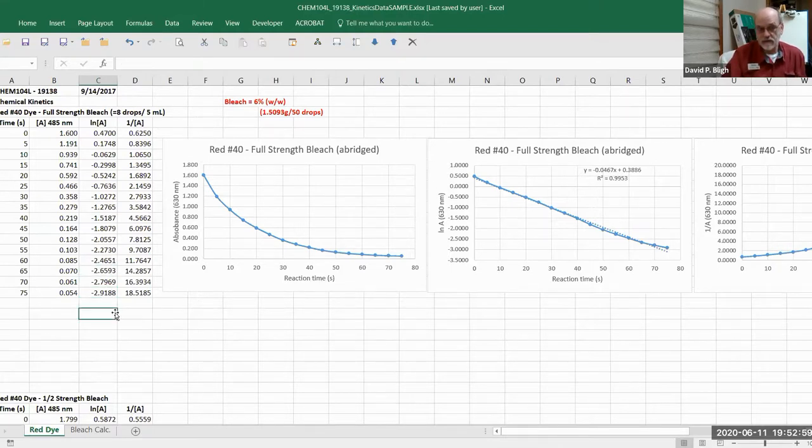This one would be B17. There it is right there. Okay. Do the same thing for the reciprocal. So it's equal 1 divided by then the reference cell, which would be B5. Right.